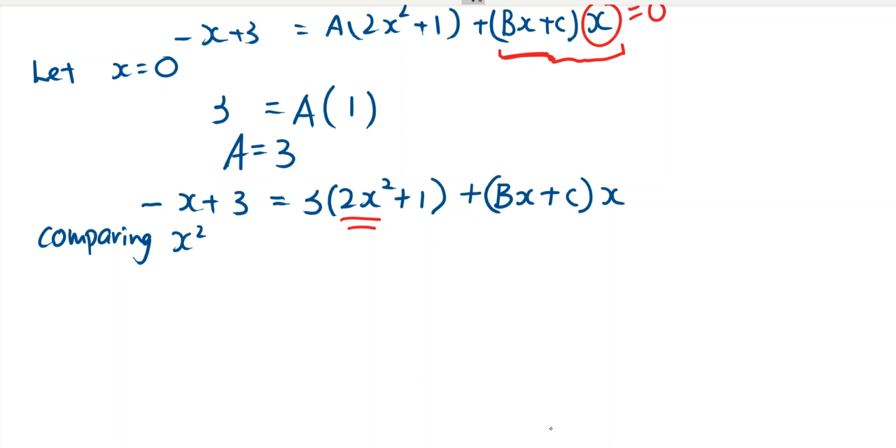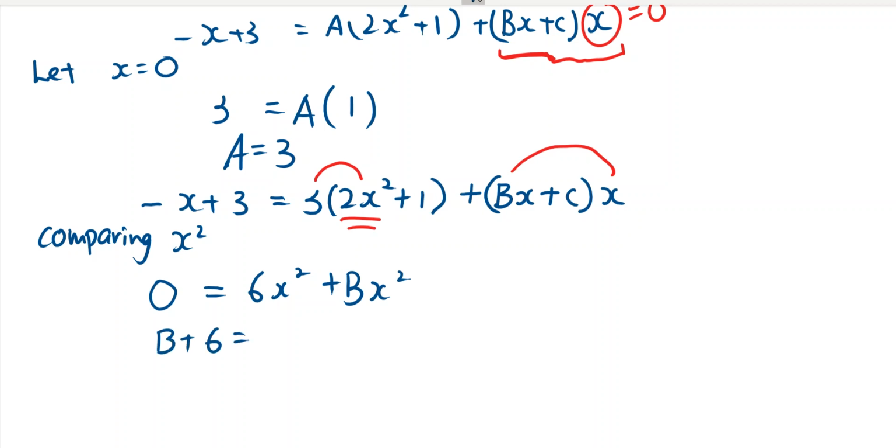Now on my left hand side, are there any x squared here? No, there are no x squared. So I'll write 0 equals to, on my right hand side, which are the terms that will give me x squared? 3 times 2x will give me 6x squared, plus b times x, plus bx squared. So this means that b plus 6 is equal to 0, b equals negative 6.